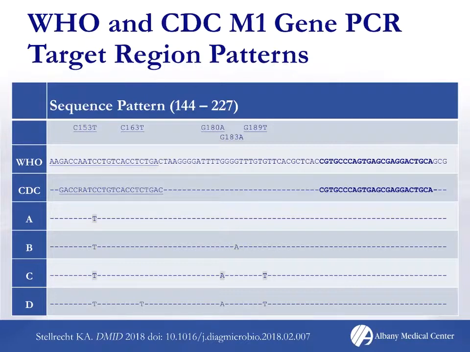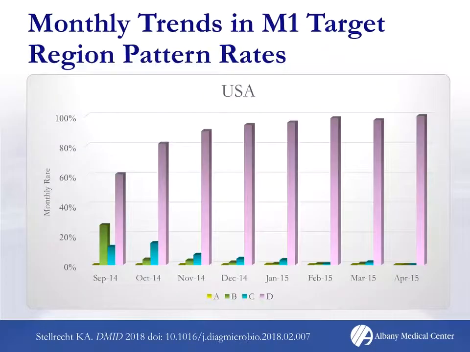So there were 3 of them that were present in at least 1% of the population of viruses that I was looking at. And I also include this pattern A because this was a classic pattern that had been around for years in the matrix gene region for H3N2s. And we can see that patterns B, C, and D all co-circulated in Australia all year long.